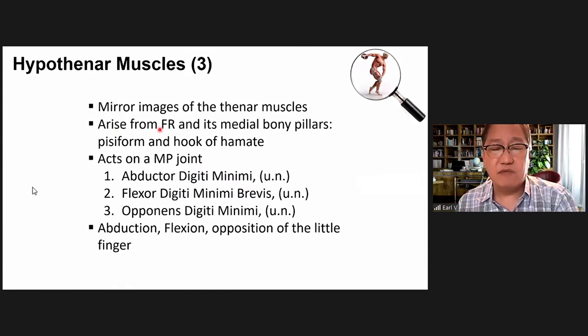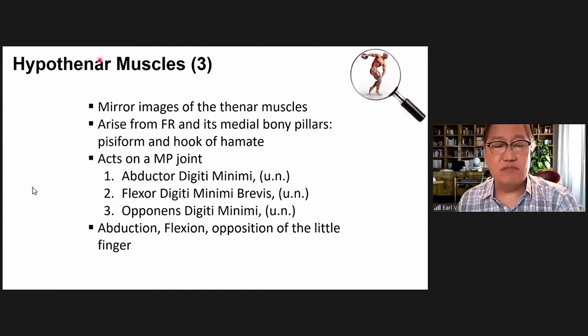So, arise from flexor retinaculum and its medial bony pillars, pisiform and hook of hamate. So, in action on the MP joint, of these muscles, what are the hypothenar muscles? There are three: abductor digiti minimi, flexor digiti minimi brevis, opponens digiti minimi. So pag sinabi mo may brevis ito, may longus ito. So pag sinabing longus naman, naka-attach yan sa base ng distal phalanx.